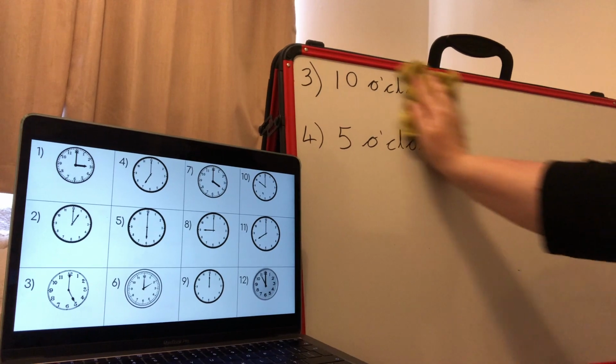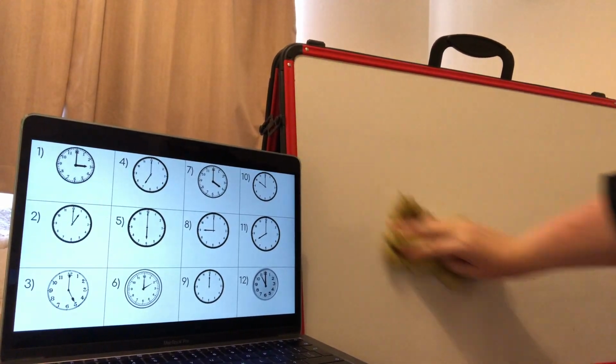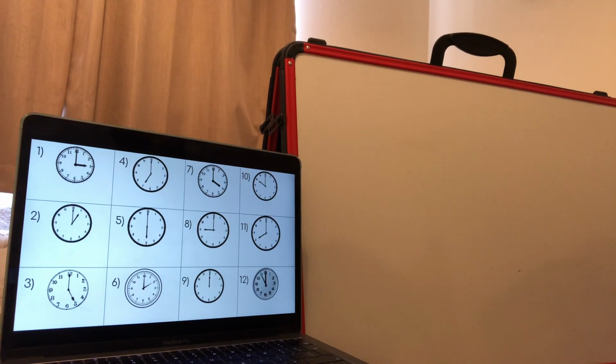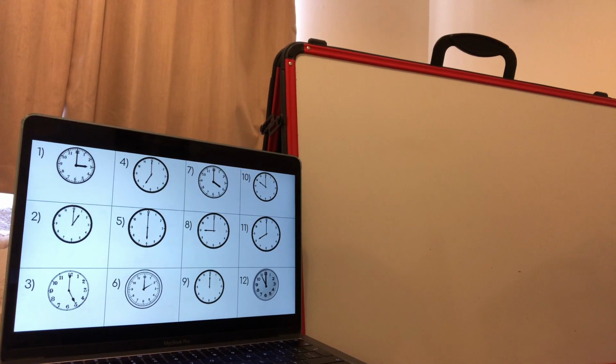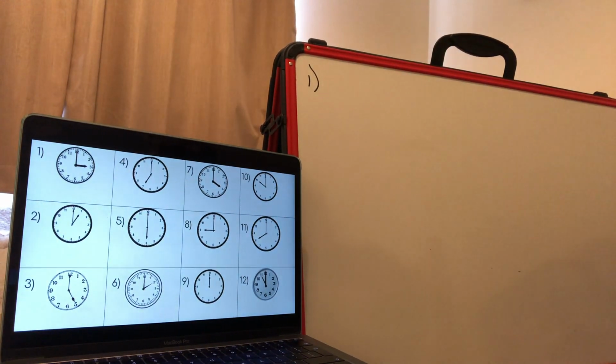Okay, so these are some that you need to do. You need to work out what the time is on all of these clocks. You'll need to look at the longer minute hand and at the shorter hour hand. Remember, if the minute hand, the longer hand's at the top, it must be something o'clock. You don't need to draw the clocks. You just need to write your answers.